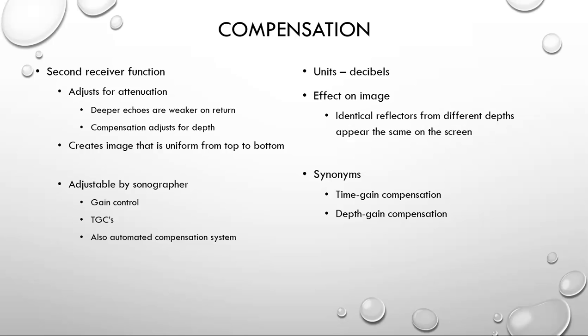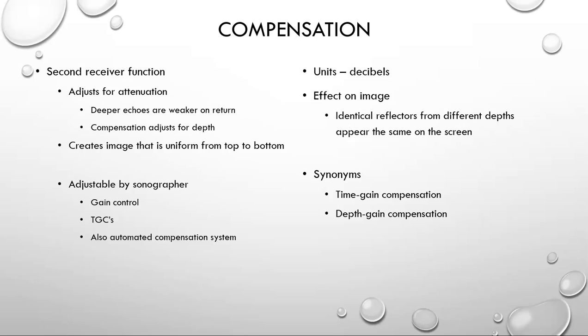Compensation, on the other hand, is the second receiver function, and this is what adjusts for attenuation. With compensation, signals that come from deeper tissues, which are of course weaker because of attenuation, are amplified more than signals that come from shallow tissues. This allows the image to be made uniform from top to bottom. This is adjustable by the sonographer. It's called our gain control. Usually it's called TGCs, or time gain compensation, or also depth gain compensation.